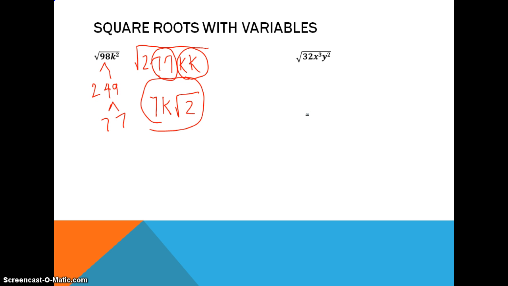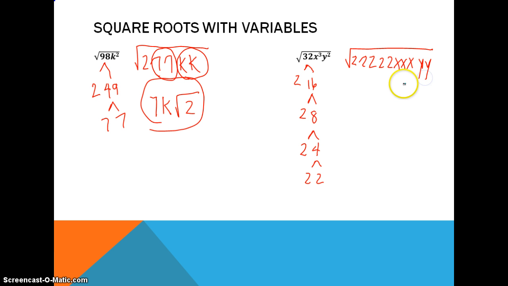The square root of 32 x cubed y squared. We're going to start with 32. That becomes 2 and 16, 2 and 8, 2 and 4, 2 and 2. So if we rewrite the square root of 32, we have 2 times 2 times 2 times 2 times 2. We have x cubed, which is 3 x's, and y squared, so 2 y's.